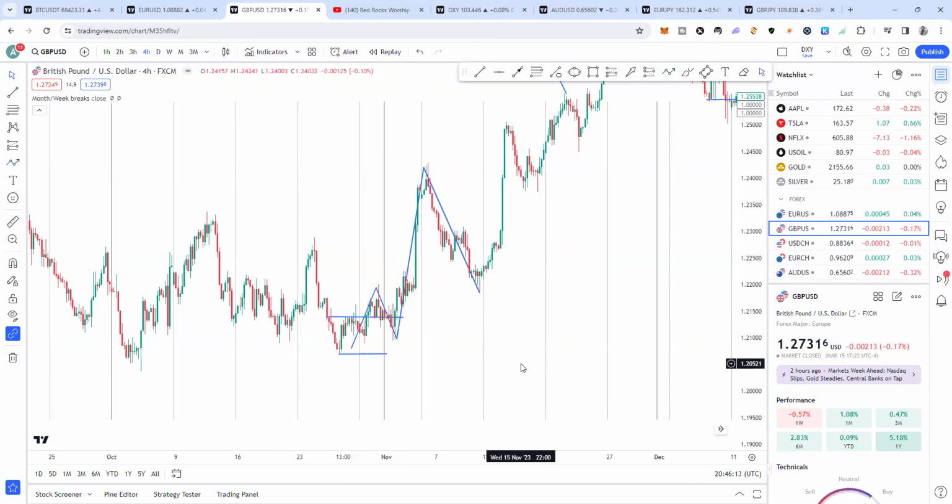So next week, what I'm going to be doing, I'm going to be explaining this continuation. What happened? What will you look for? And how you keep identifying structure as price moves to the upside or to the downside.